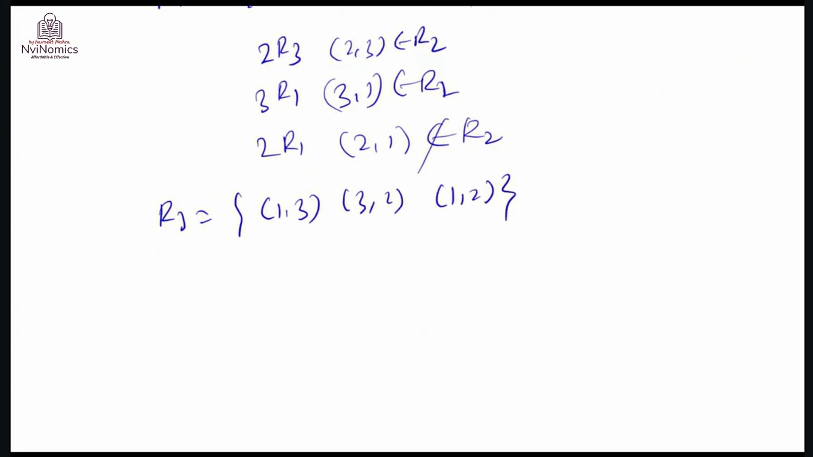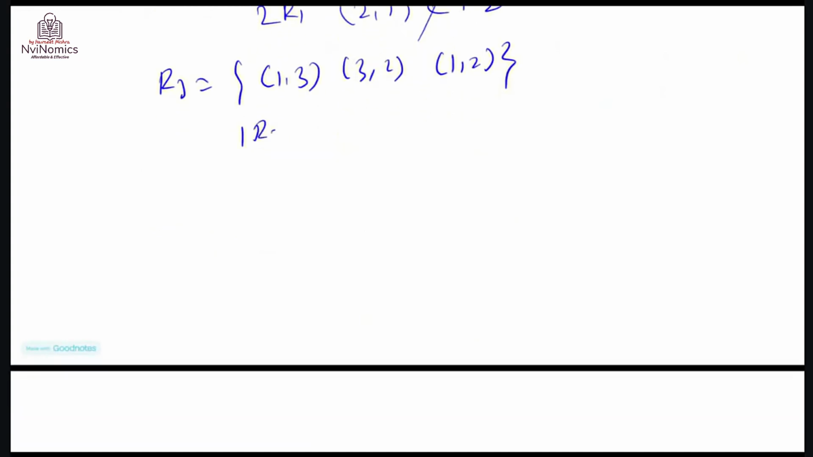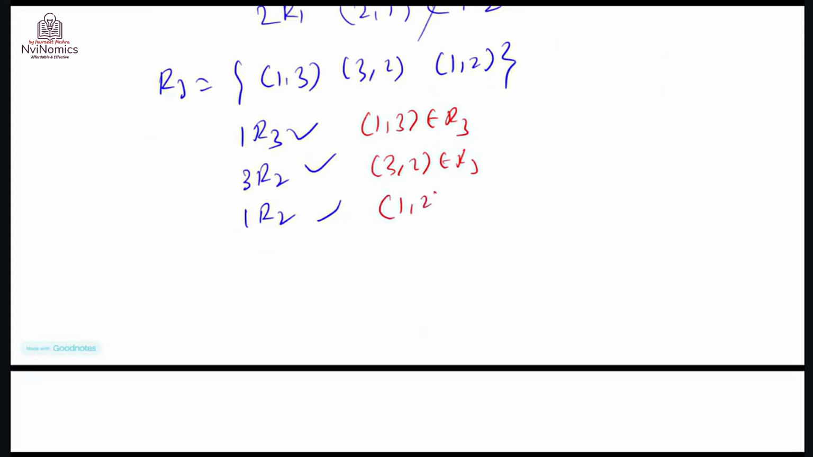Fine. Now (1, 3), (3, 2), (1, 2). Here you can see that 1 is related to 3, yes. 3 is related to 2, yes. Then 1 should be related to 2. So here I can say that (1, 3) belongs to R3, (3, 2) belongs to R3, and (1, 2) also belongs to R3. So this is a transitive relation. So reflexive, symmetric, and transitive relation. You understood?